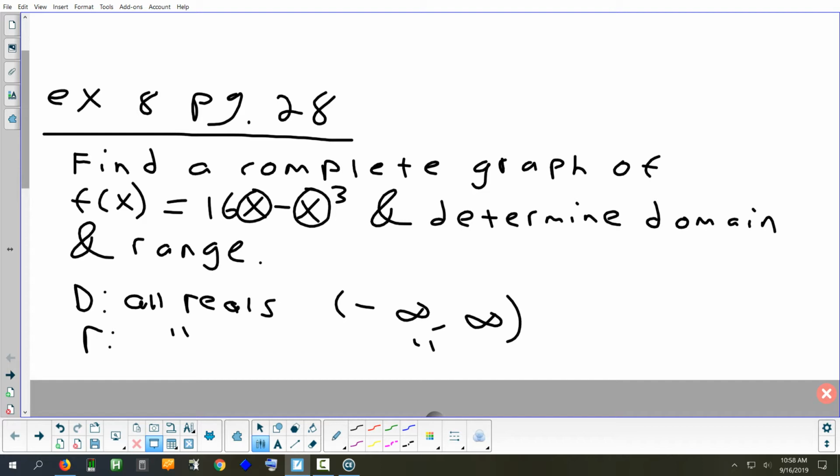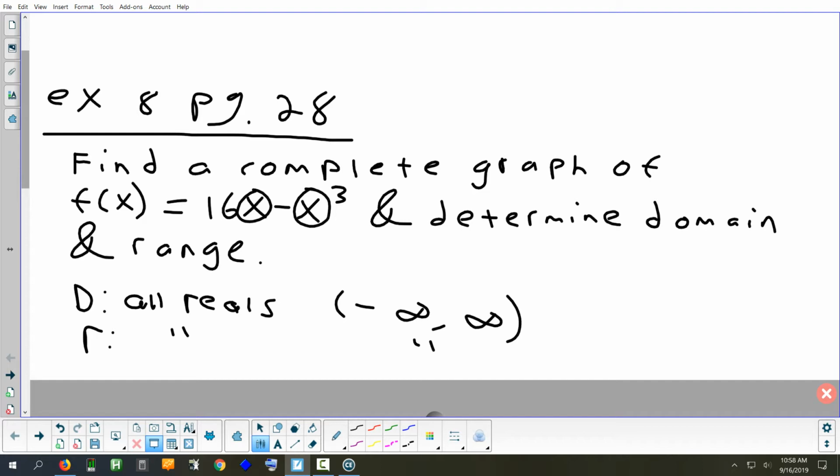Okay, any question on that? Yeah? Why do you always put a negative on the first infinity? Because it's -infinity to positive infinity. So in terms of domain, -infinity means it goes left forever. Positive infinity means it goes right forever. In terms of range, -infinity means it goes down forever. Positive infinity means it goes up. Does that answer your question? Yes.